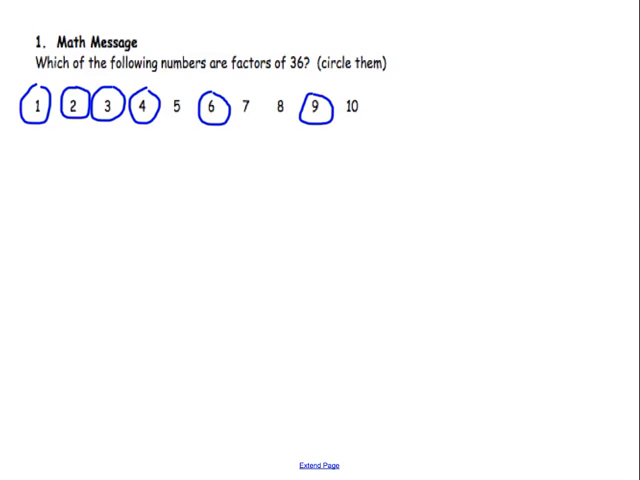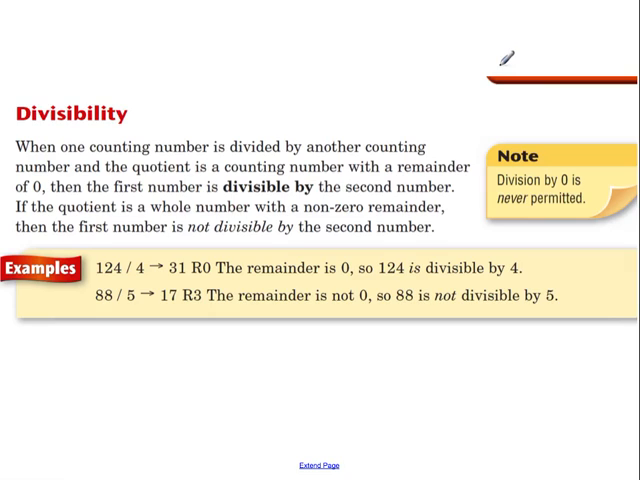When we talk about divisibility, we need to understand what that means. Let's read this paragraph from your student reference book, and then let's talk about what it really means. Divisibility. When one counting number is divided by another counting number, and the quotient is a counting number with a remainder of 0, then the first number is divisible by the second number. If the quotient is a whole number with a non-zero remainder, then the first number is not divisible by the second number.